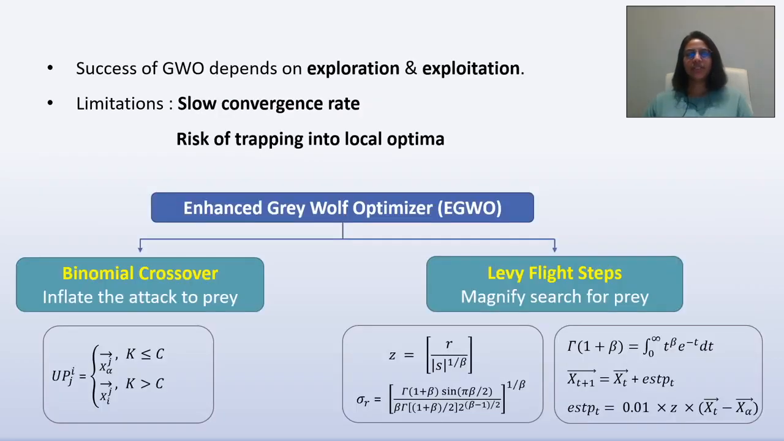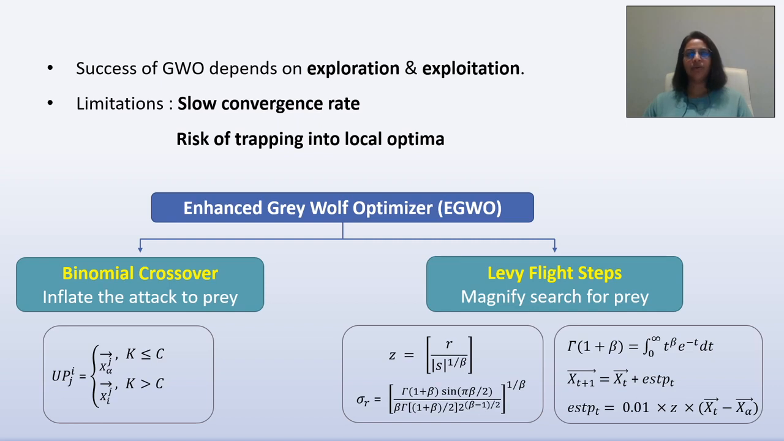The success of the GWO algorithm depends on the equilibrium between exploration and exploitation. This algorithm has two limitations: slow convergence rate and risk of trapping into local optima. The intensification of the population around the current best solution inflates the generation of the optimal solution. So, a binomial crossover operator is used between the alpha wolf and the ith grey wolf to update the position of the ith wolf to inflate the attack on the prey.